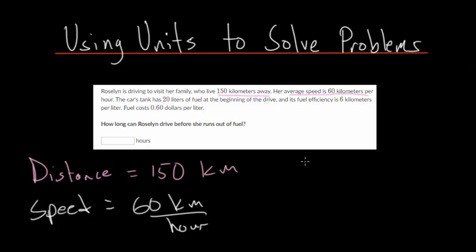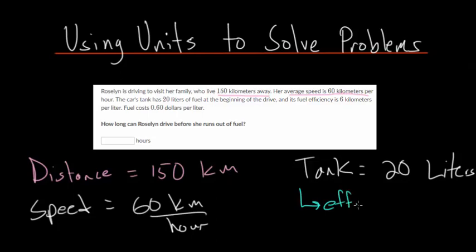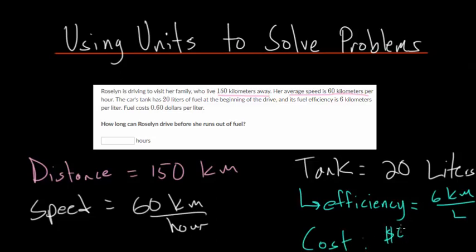We also know that the tank has 20 liters that it can hold. And we were also told that its efficiency is 6 kilometers per liter. So I'll just write efficiency, and we'll say this is 6 kilometers per liter. And we know the cost of the fuel is 60 cents per liter, so 0.60 per liter. So how long can she drive before she runs out of fuel?